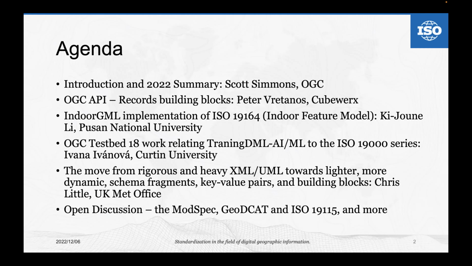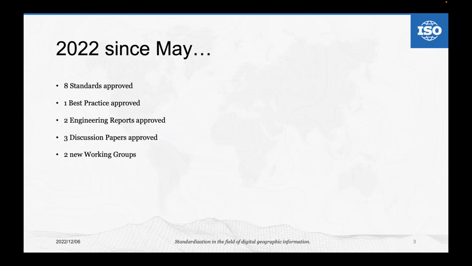And at that point, if we have some good time left, we're going to talk a little bit about some new emerging topics in OGC, our modular specification and what we might want to do with it and how we relate that to ISO TC211, GeoDCAT and its place in the spatial community, and GeoDCAT as related to ISO 19115. So with that, let me just jump into what we've been up to since May.